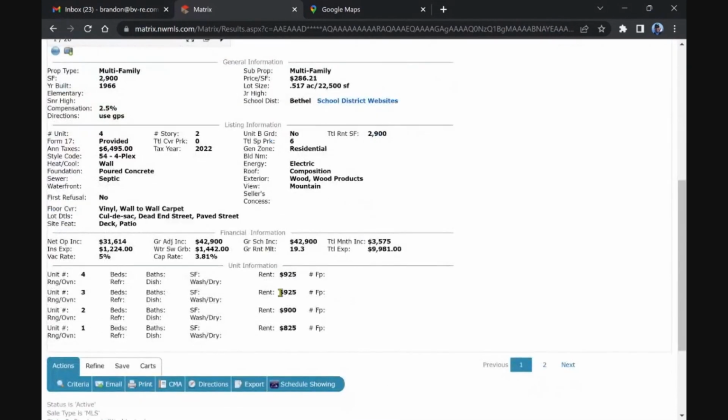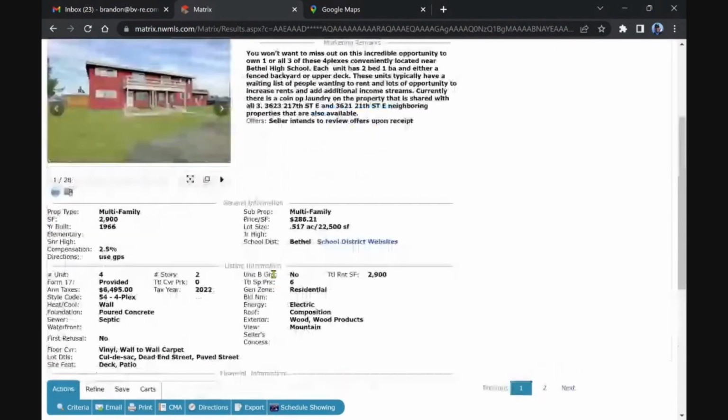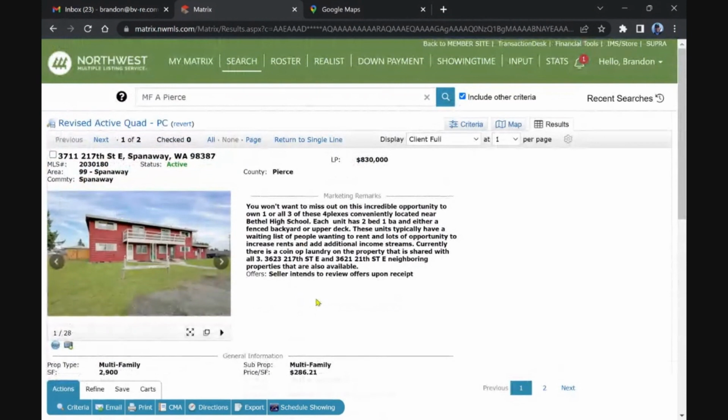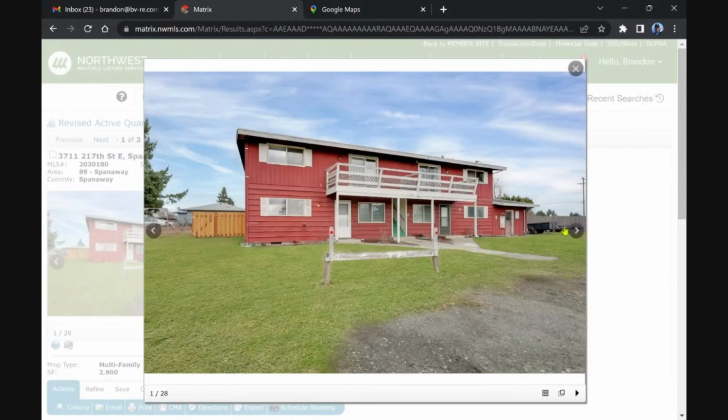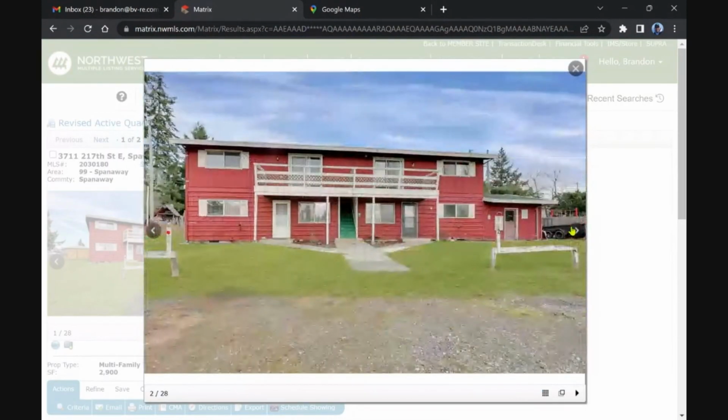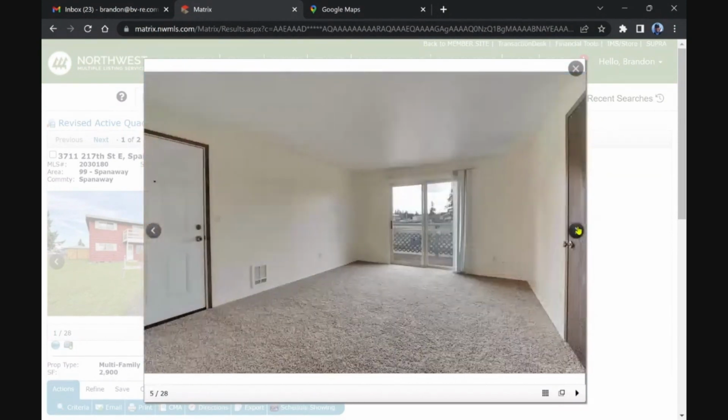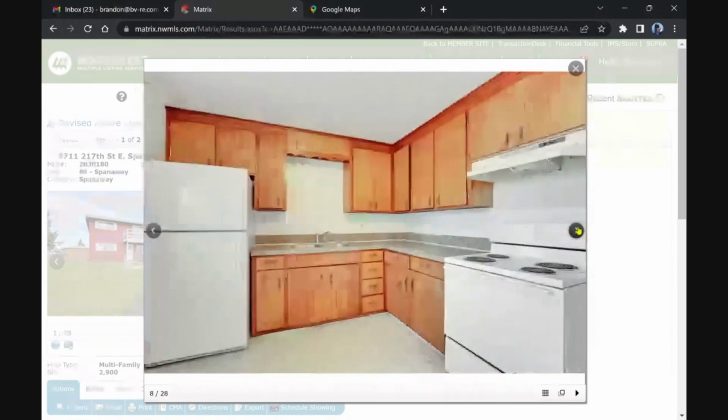These rents are going to be really underperforming. I saw the private notes for us brokers, the internal notes, that said mom and pop, in the same family for 60 years, market rents really under. There's a laundry room that services all three buildings. Pretty dated, but clean.